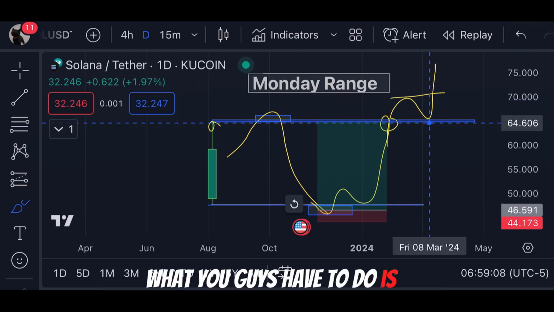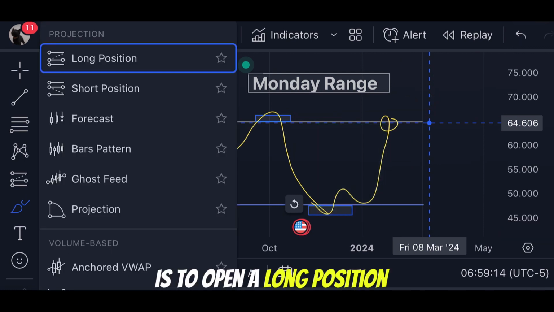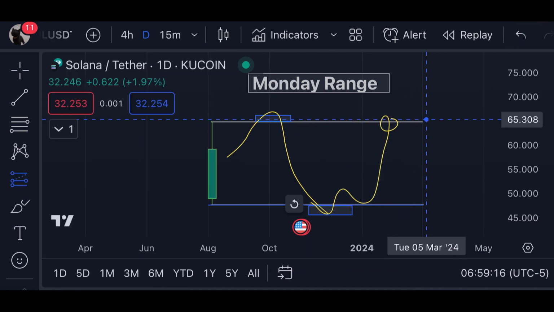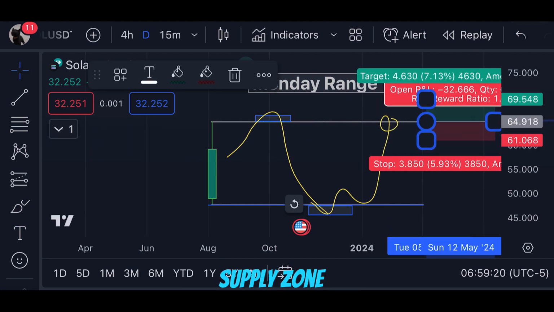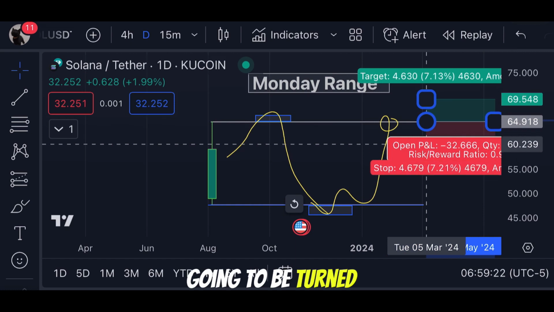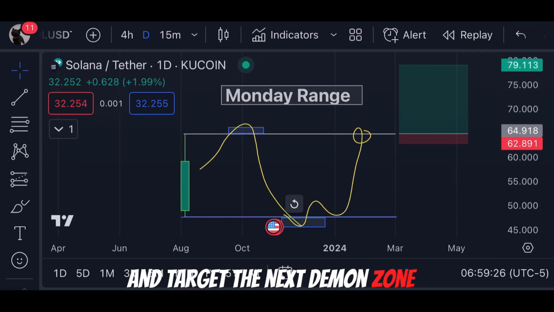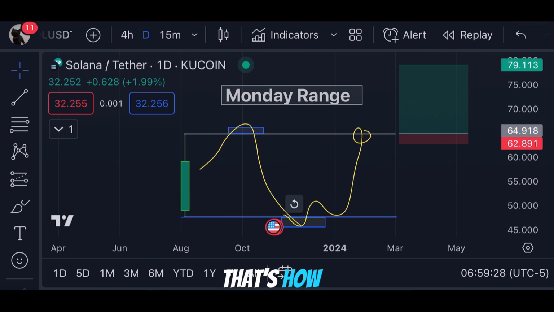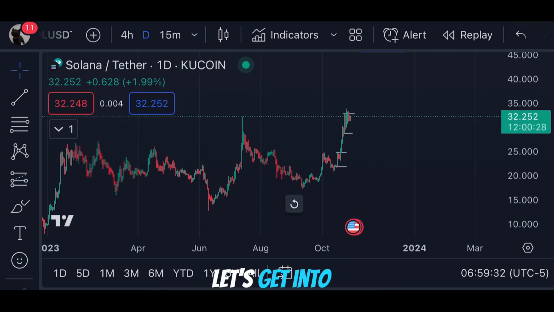Now, after ranging all the stuff, what you guys have to do is open a long position from this supply zone that is exactly going to be turned into a demand zone, and now you have to range and target the next demand zone. So that's how you trade a Monday range. Let's focus on that in the candles. Let's get into the candle, guys.